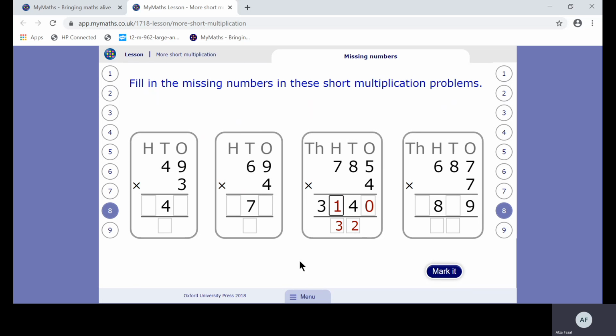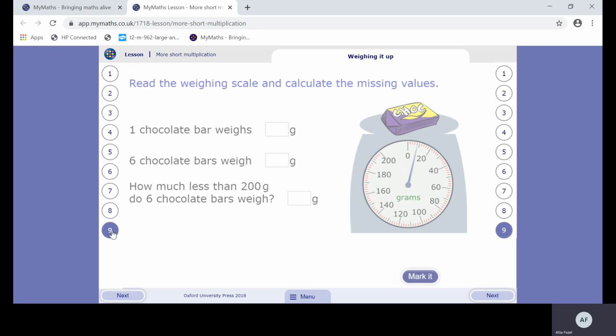For example, first question is looking at the 3 times tables. If I don't know my 3 times tables, I can always write them down on a piece of paper before I go to do the question. Okay? Use what you've got.